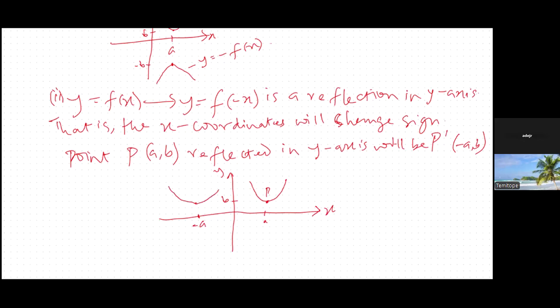So if this is y equals f of x, this will now be y equals f of minus x. Is that clear? So when you say reflection in y-axis, it means that the image will cross the y-axis. That's what we mean by that. The image will cross the y-axis. Hope that makes sense to you.